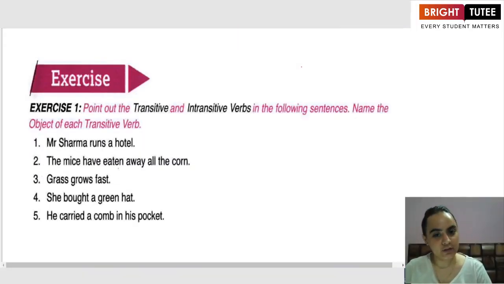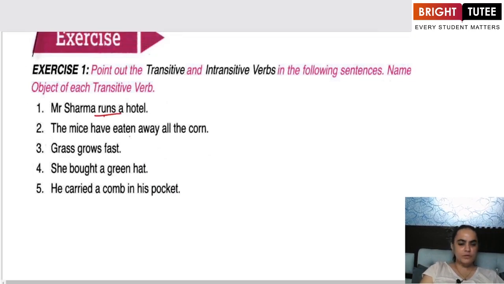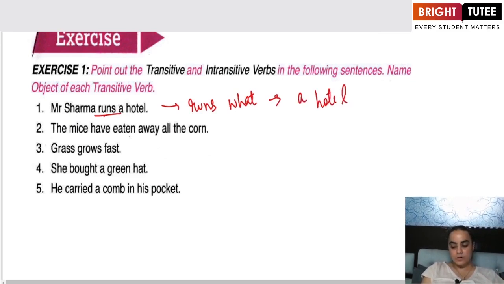So the first question is, point out the transitive and intransitive verbs in the following sentences. Name the object of transitive verb. Now in this question, since there are 10 sentences in total, we shall do the first 5. Alright? Mr. Sharma runs a hotel. The first thing you need to do is underline the verb. Ask the question, runs what? Am I getting an answer? Yes, a hotel. So a hotel is my object and this is transitive in nature.